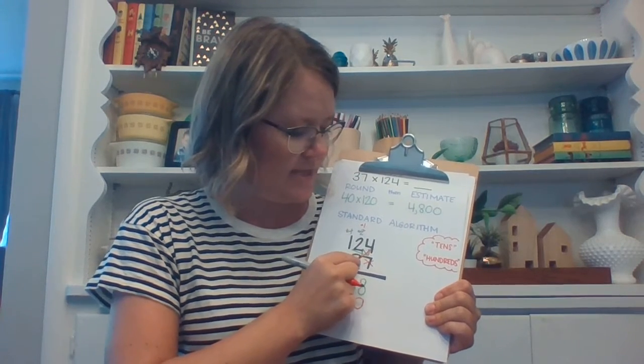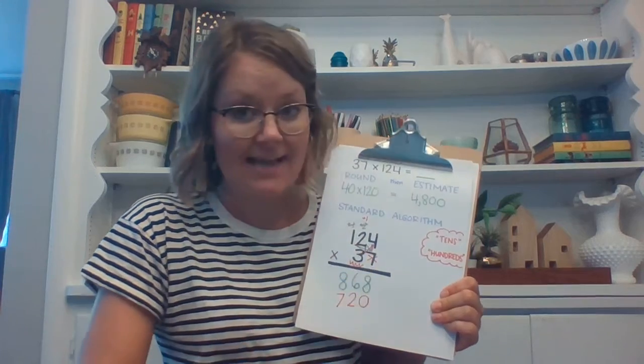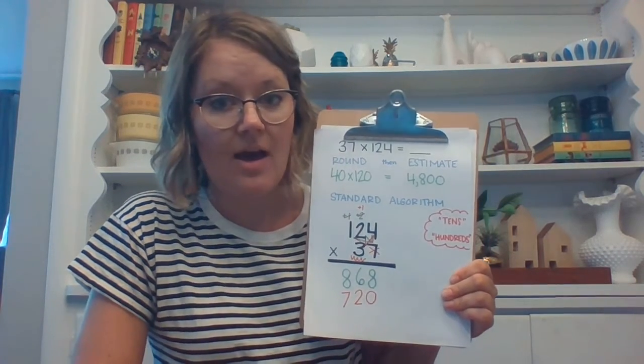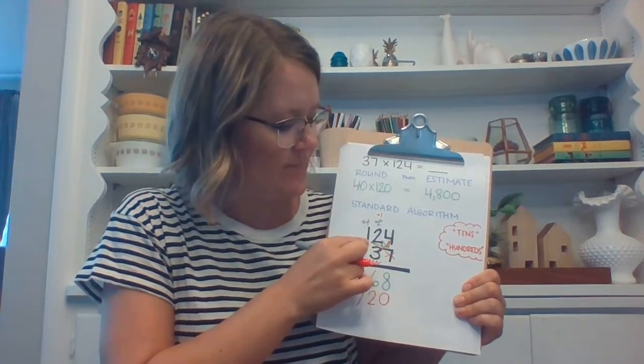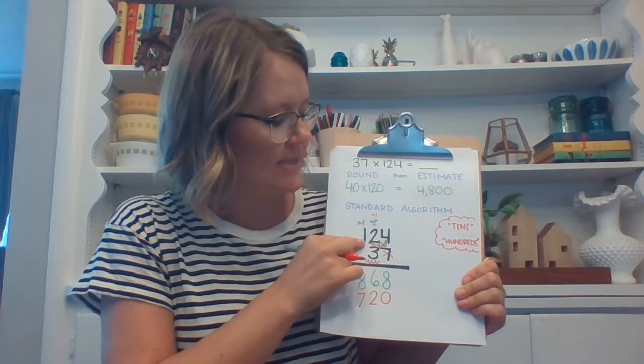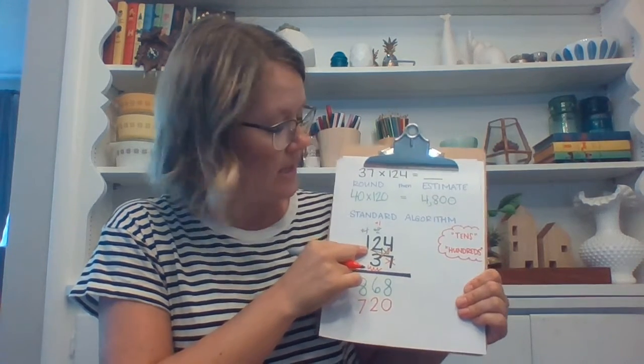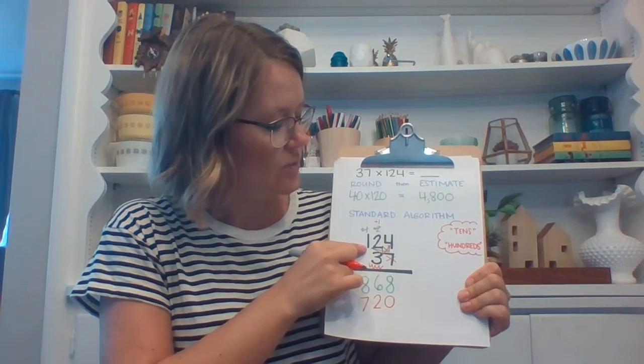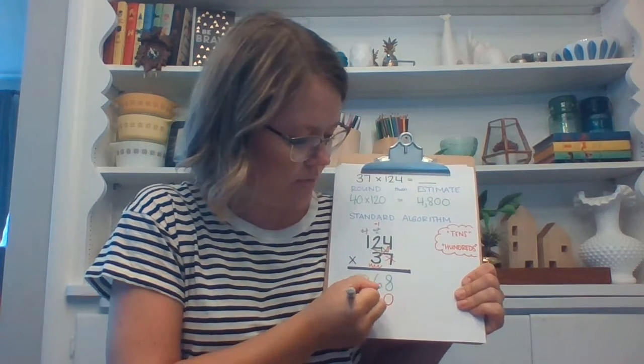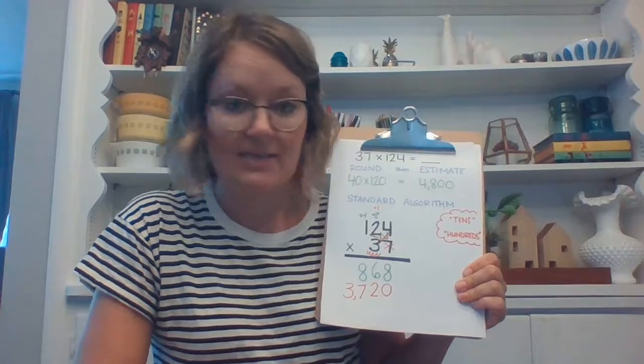And then I need to multiply this 3 tens by the last digit, which is a 100. 3 times 100 is 3 hundreds. So 3 times 1 is 3. I'm going to write the 3 in the thousands place.